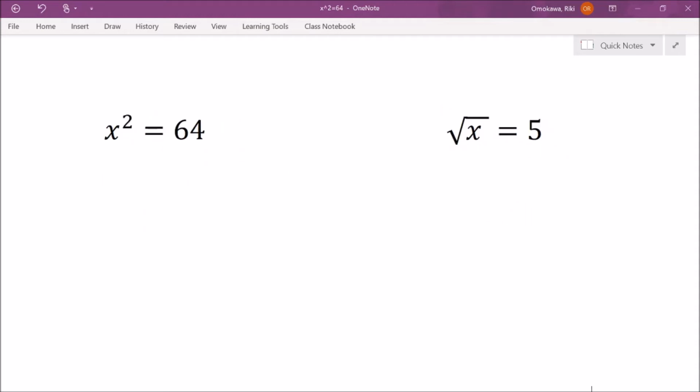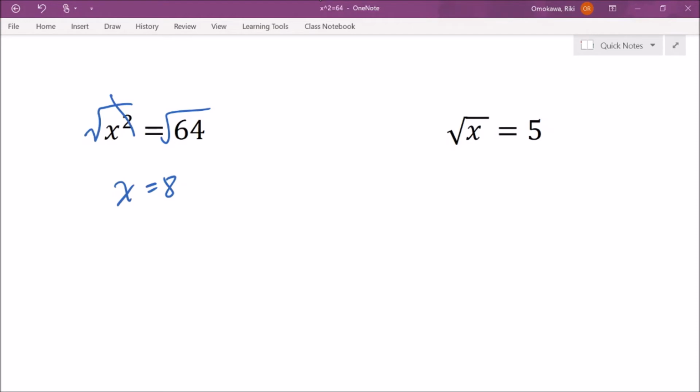Couple more examples. We got x squared equals 64. So to get x by itself, we need to get rid of that power of 2, that's squaring. What's the opposite of squaring? What's the inverse? Well, it's square rooting. So you square root both sides. The square root and the squaring cancel, and you get x equals 8.